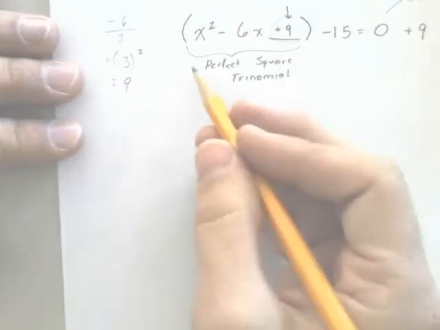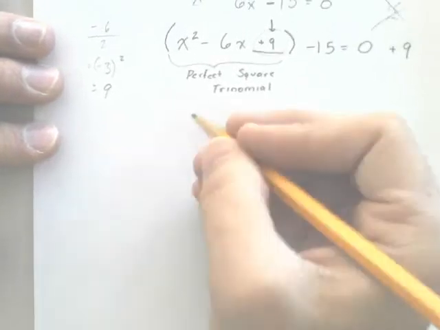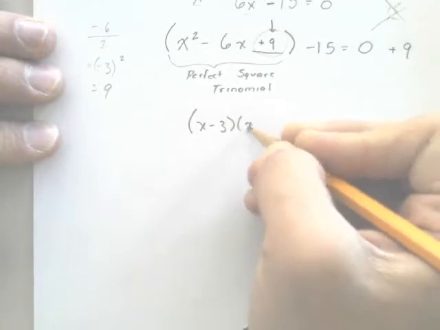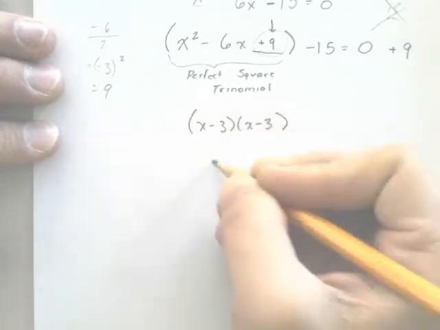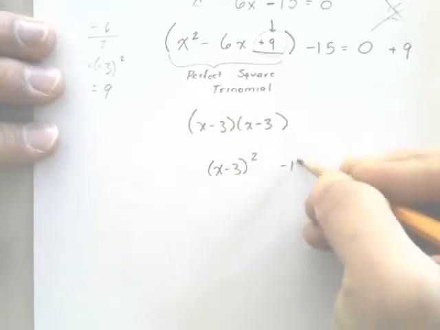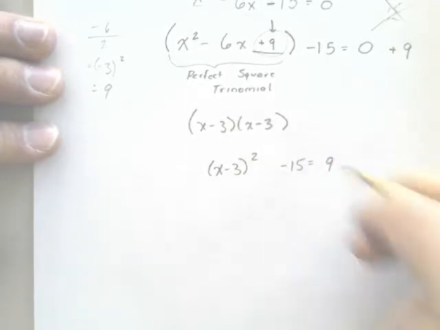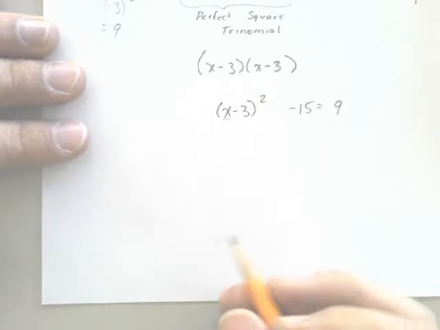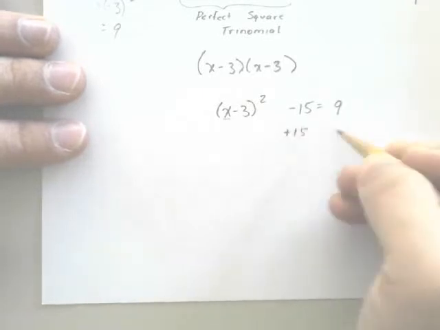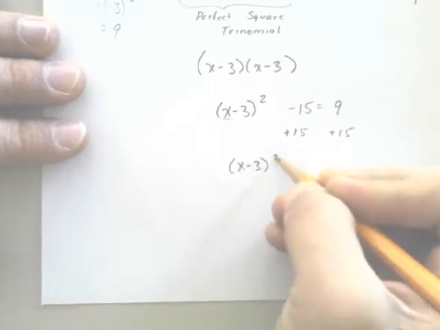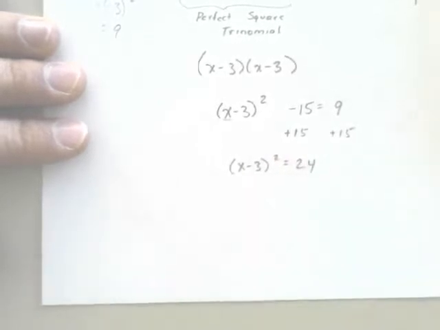And now I can take my new expression, I could factor it to x minus 3 times x minus 3, or x minus 3 squared, minus 15 equals 9. And now because I'm left with a new equation with only one x, now I can use a radical to solve this equation. So I'm going to add 15, so x minus 3 squared equals 24.